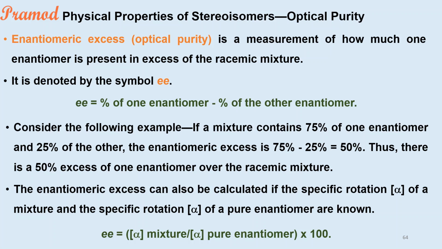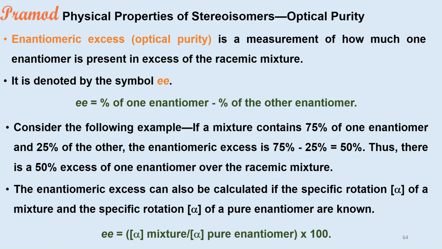Now let us consider an example. From the example, it was found that the mixture contains 75% of one enantiomer and 25% of the other enantiomer. So what is the enantiomeric excess in this case? 75 minus 25, that is 50%. So that is your enantiomeric excess. Thus there is 50% excess of one enantiomer over the other in the reaction mixture. It means one enantiomer is present 50% more than the other. This is how you find the enantiomeric excess.